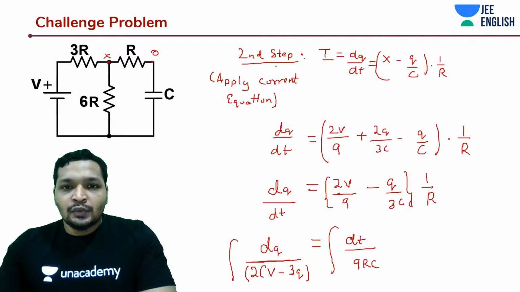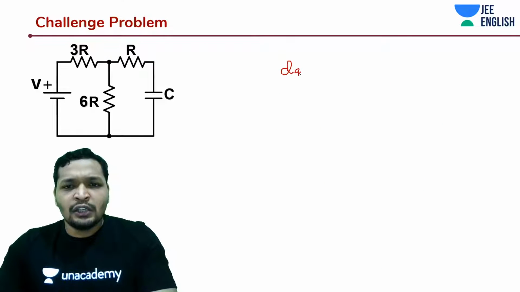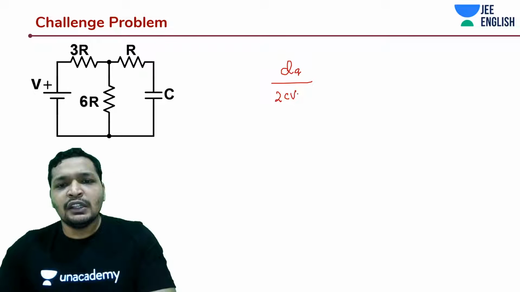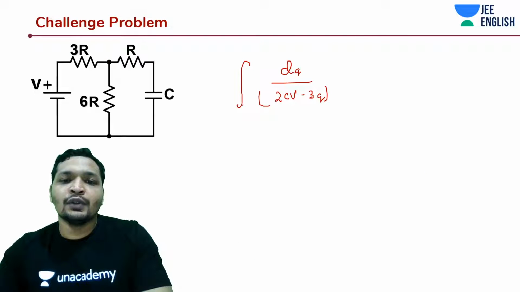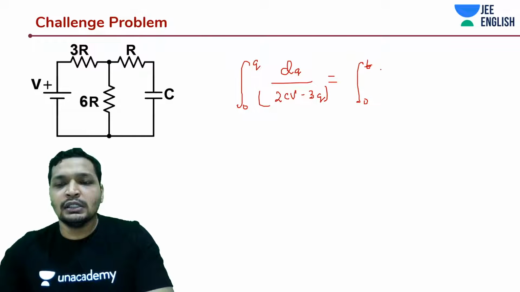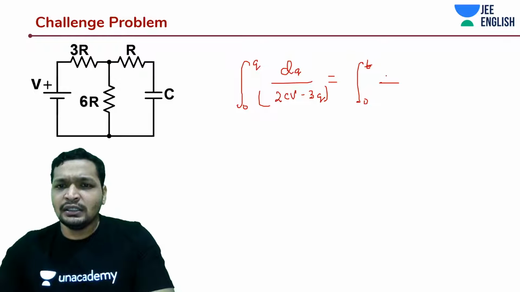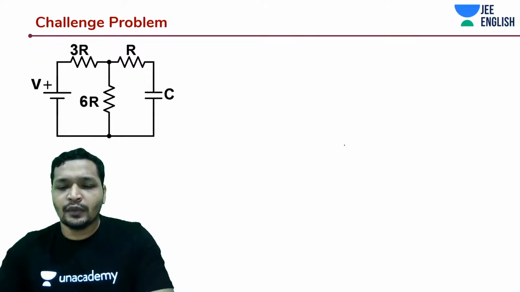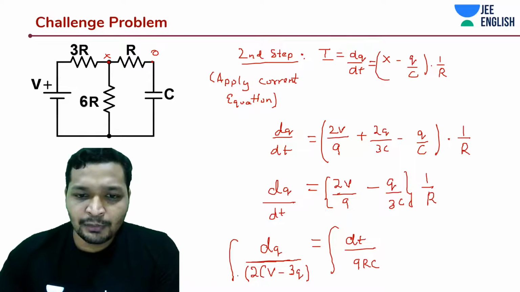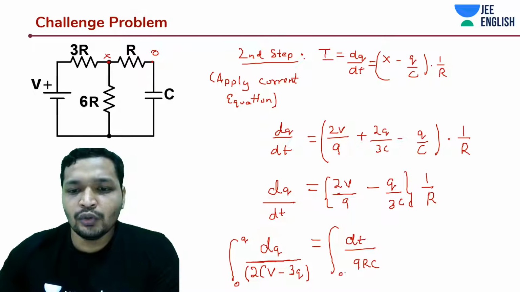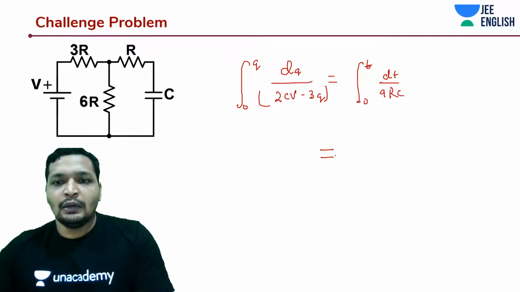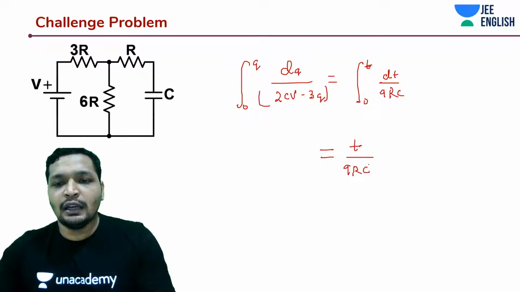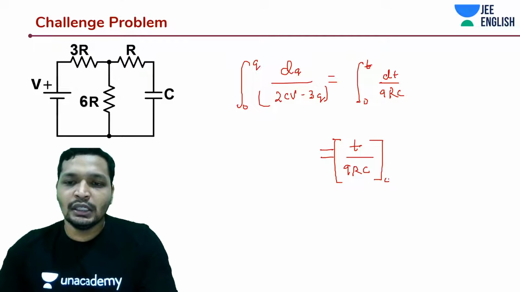So this would give an equation, sorry guys, so the equation was something like this: dq divided by 2cv minus 3q, and this was from 0 to q, and this is from 0 to t. And what was this? This is like dt by rc. That's what we have, dt by 9rc. Let's verify it. And this was supposed to be 0 to q, and this was supposed to be 0 to t, right? And what this should be, t by 9rc after integration, and that is going to be 0 to t.